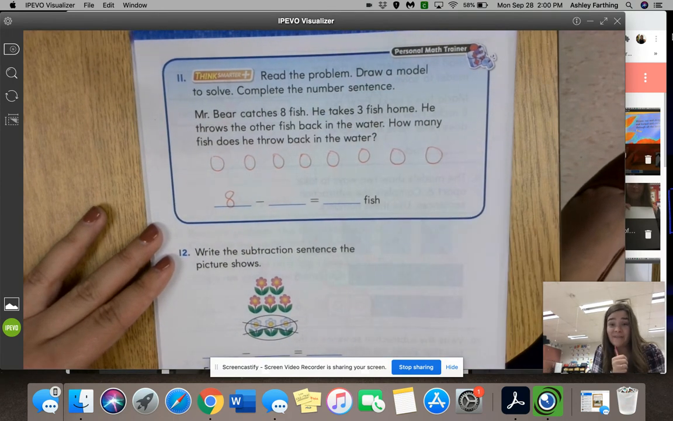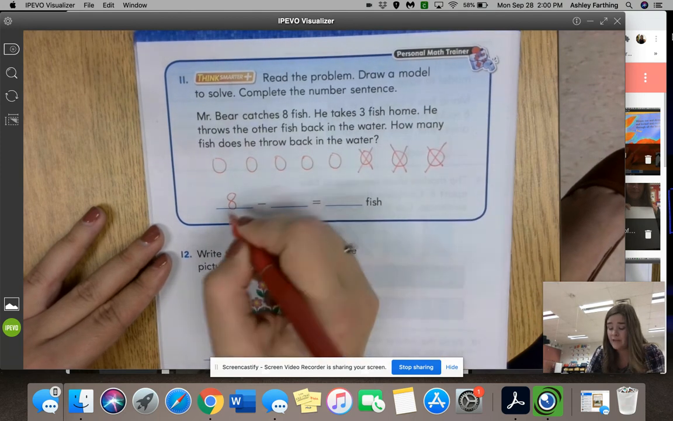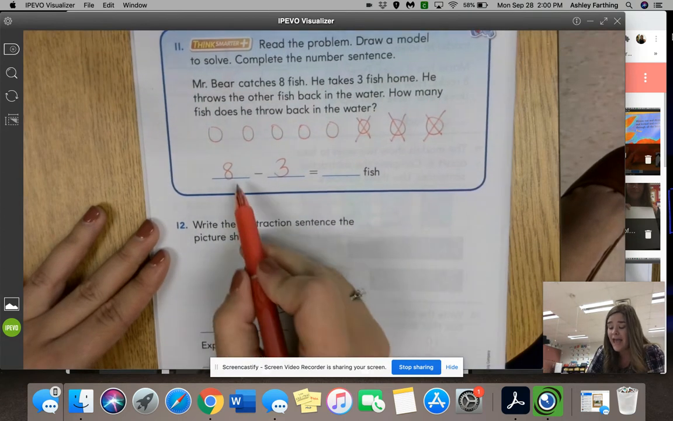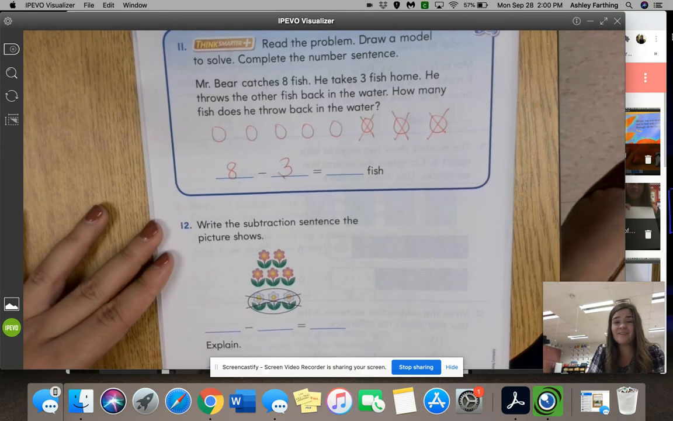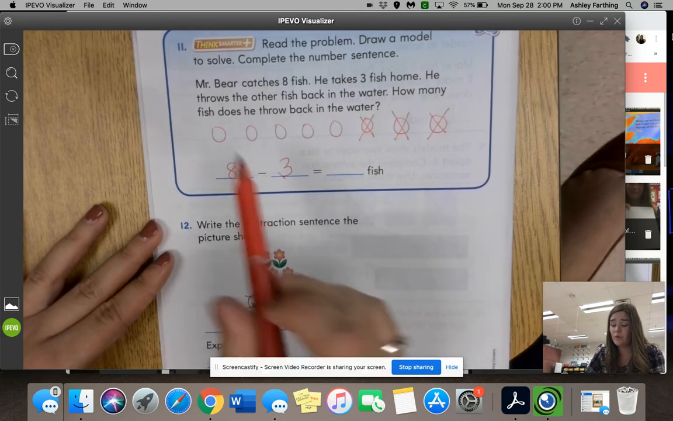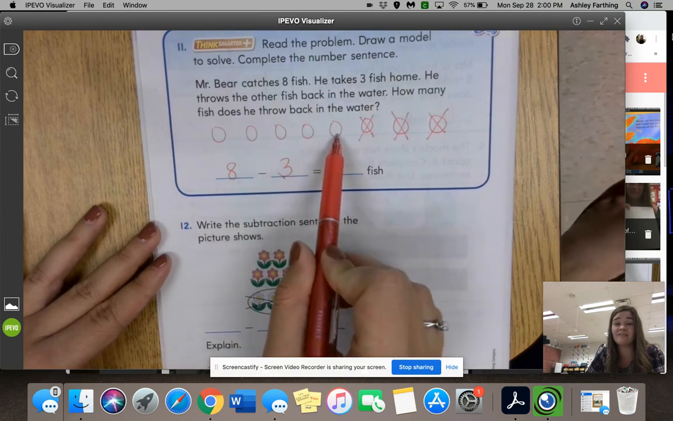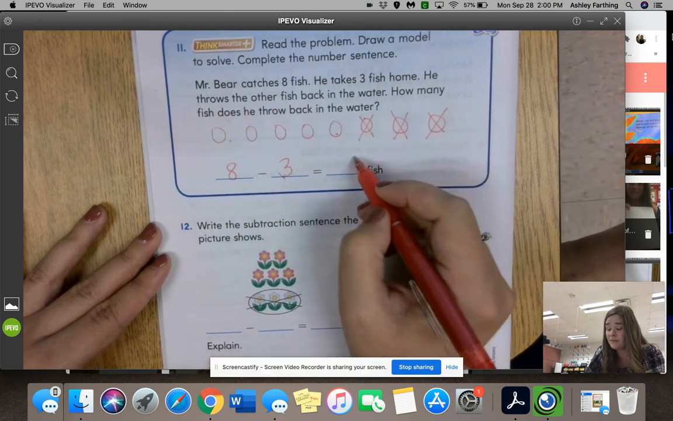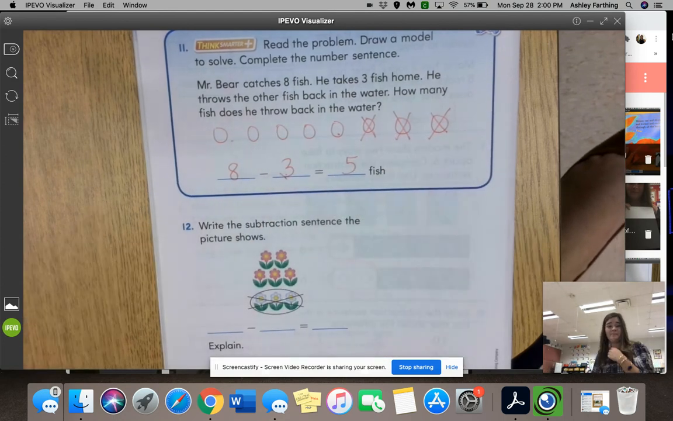He takes 3 of the fish home, so he's taking some of them home. So we're going to cross out 3 of them because we know those fish are going home with him. We're taking away 3, so I'm going to write my 3 at the bottom of the equation. 8 minus 3. Now let's see how many fish he has left to throw back in the water. 1, 2, 3, 4, 5. He has 5 fish left. That means he threw these 5 back in the water. So 8 minus 3 equals 5 because you had 5 left after you took away 3 of them.